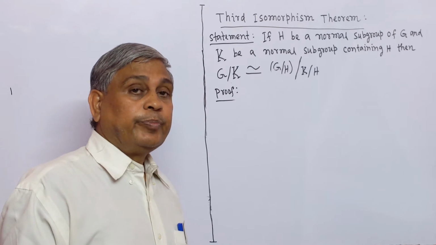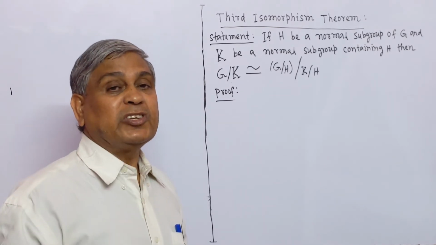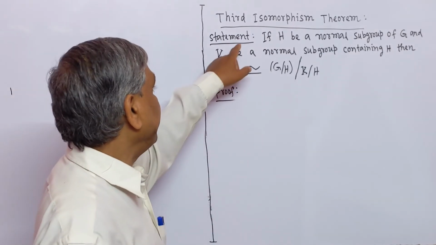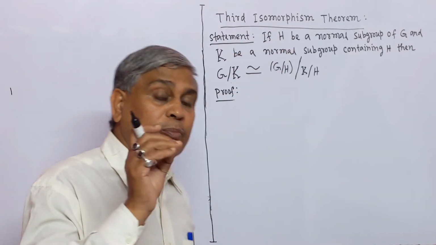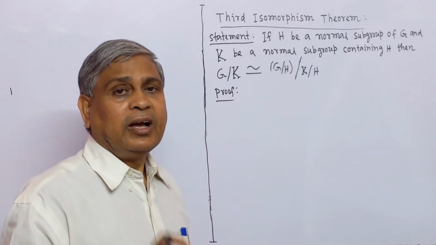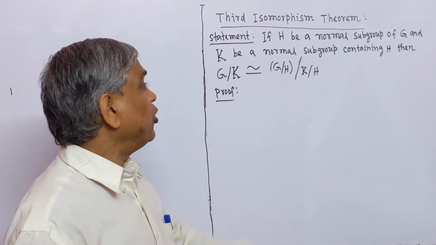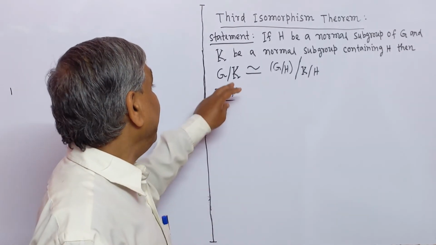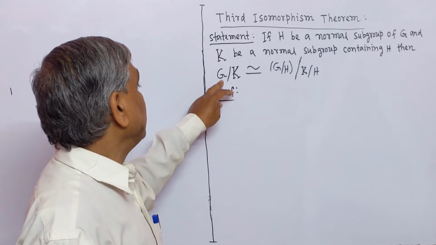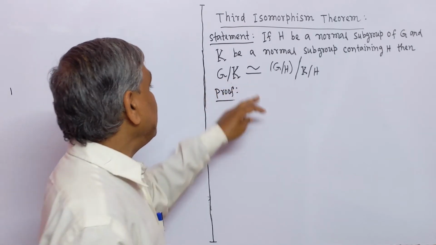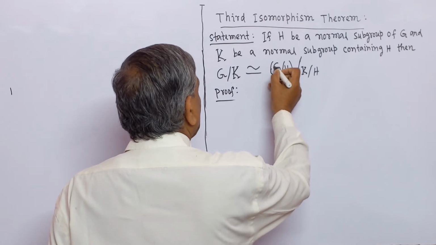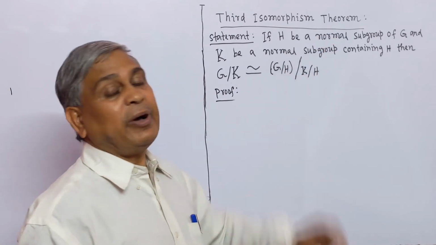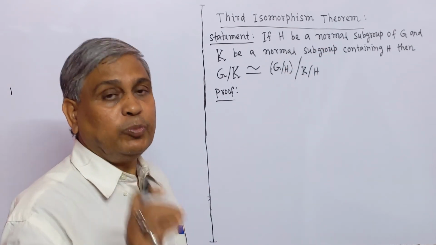Now we prove the third isomorphism theorem. Firstly, we state the theorem statement. If H be a normal subgroup of G and K be a normal subgroup of G containing H, then the quotient group G by K is isomorphic to quotient group G by H by K by H. Now we prove this.